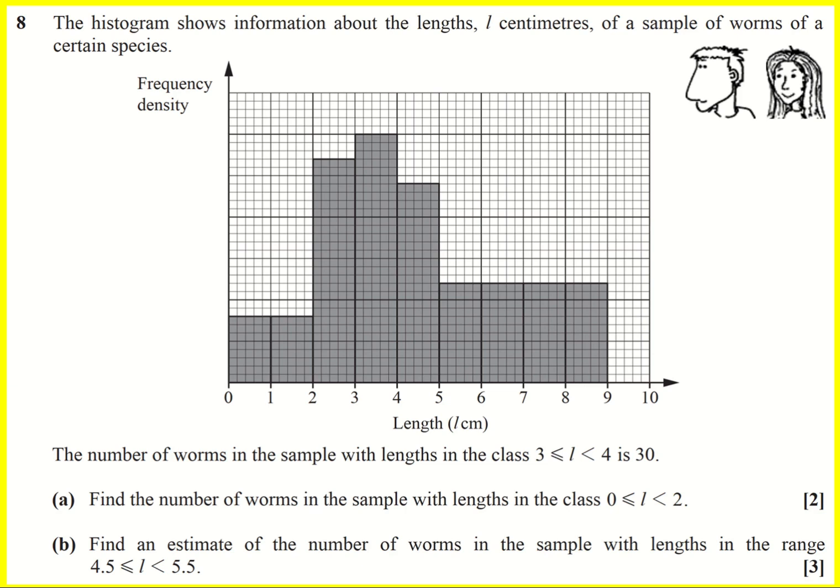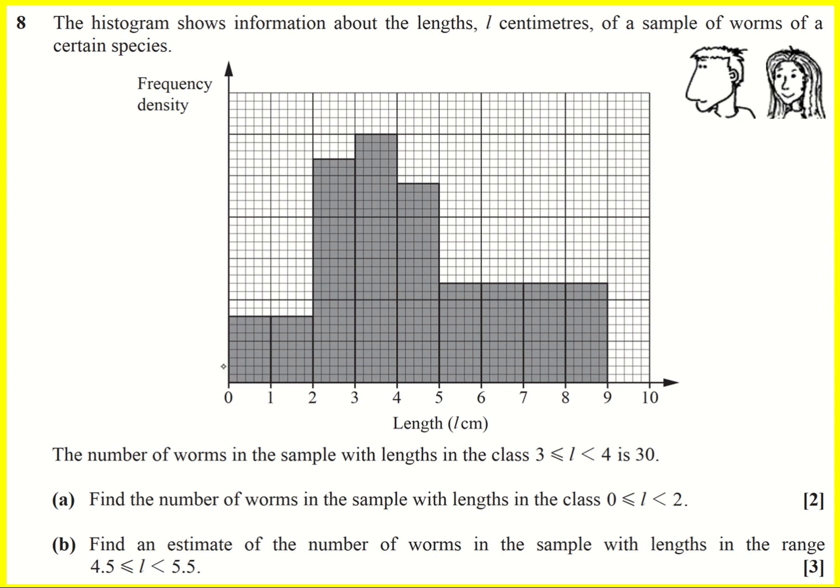We're given a histogram which shows information about the lengths of a sample of worms of a certain species. Here we go: frequency density and length. Remember, we have to use a histogram when the intervals are unequal. We don't quite know how it was investigated here, whether it was between 0 and 1, 1 and 2, or whether this was a single interval. But in any case, we've got a histogram and we're plotting frequency density.